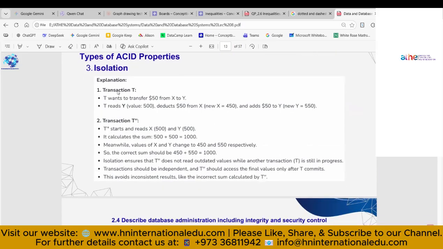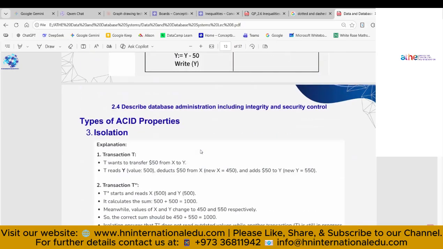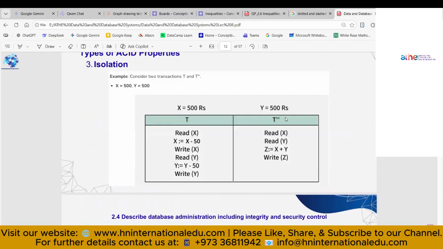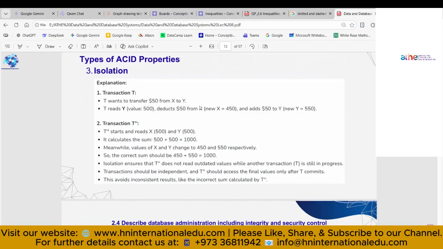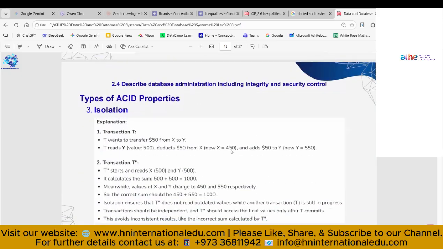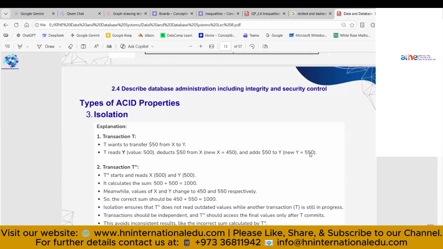So in this exact explanation, we have the transaction T, and T wants to transfer $50 from X to Y. That means X minus 50. Then T reads Y. The value of Y is 500. So it deducts $50 from X, that is X minus 50 here. So the new X would be 450, because if you subtract 50 from 500, that's 450. And then add that 50 to Y. So now the new Y will be 550.